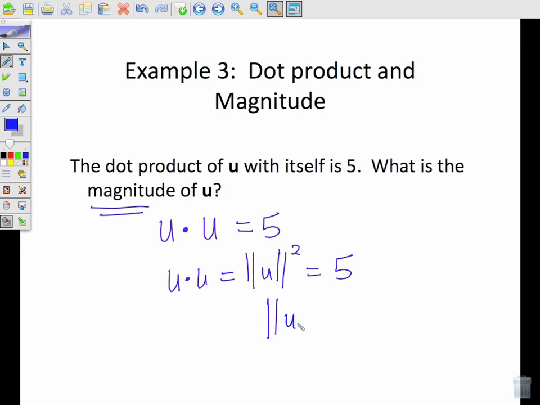So if this is equal to 5, then the actual magnitude would equal the square root of 5.